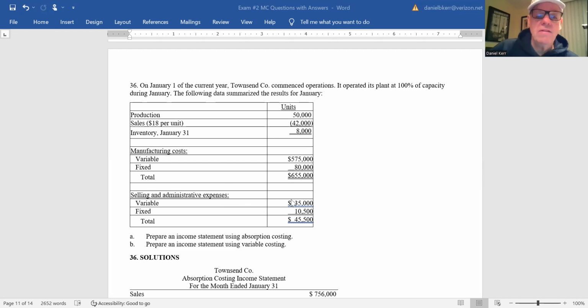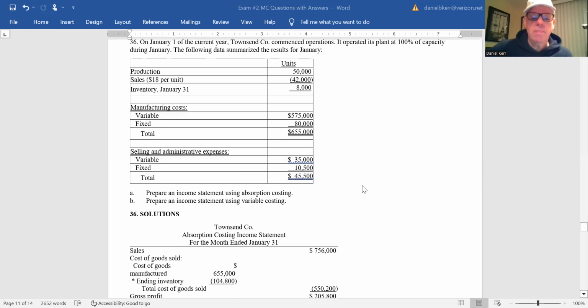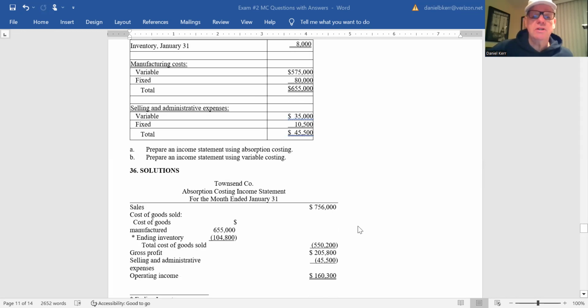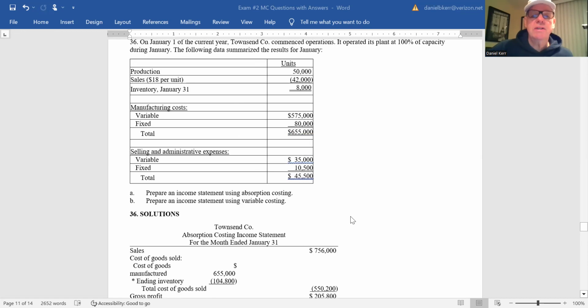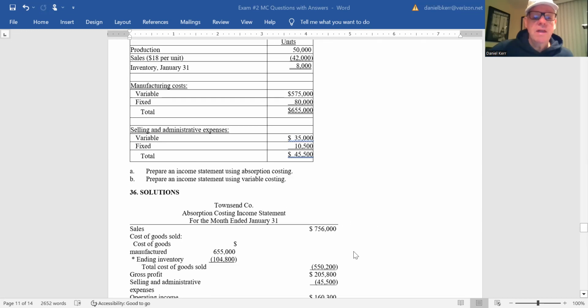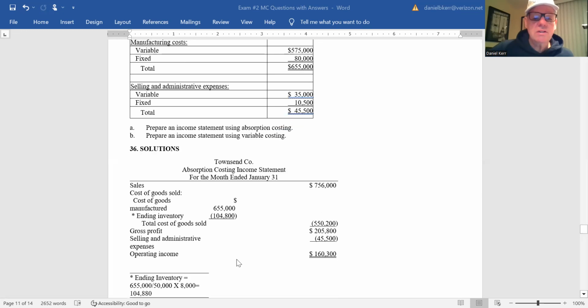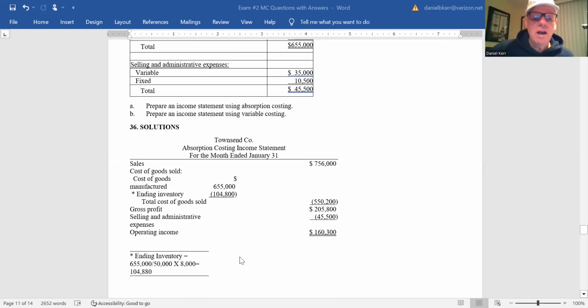Remember that all fixed costs under variable costing are treated as period costs. So here's absorption costing. It's simply the sales, which you have to figure out, is $756,000. $18 a unit times 42,000 gives you the 756. Then you have to subtract out the cost of goods sold. It cost us 655,000 to manufacture this stuff, but I got an ending inventory. Scroll down here below. I got an ending inventory of 8,000 units.